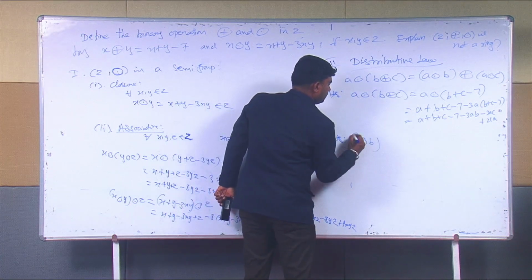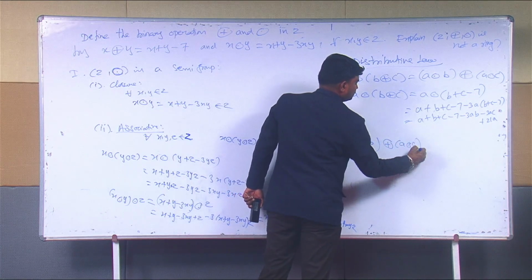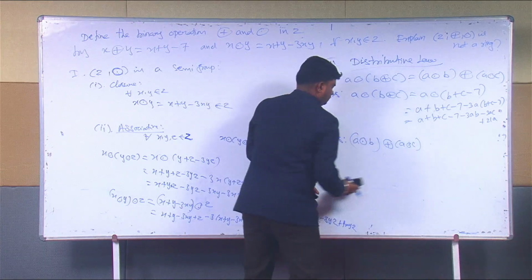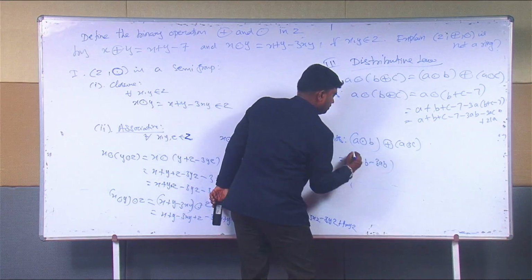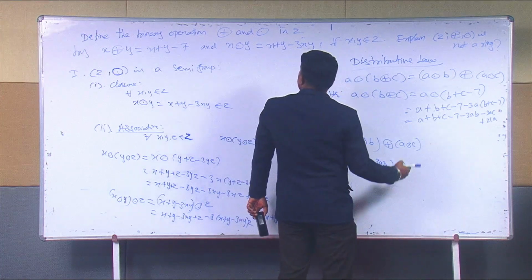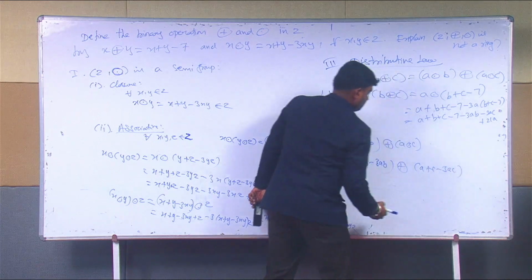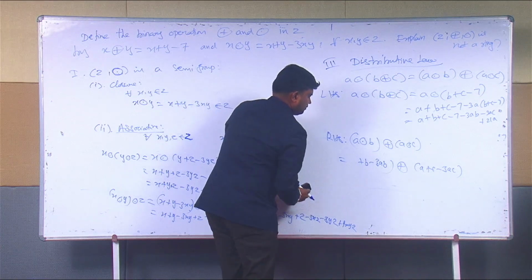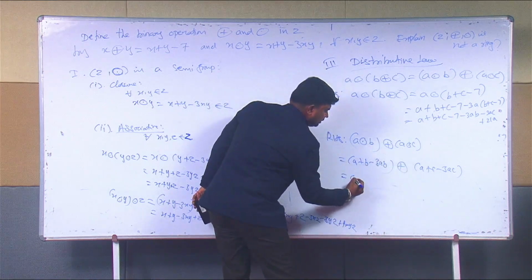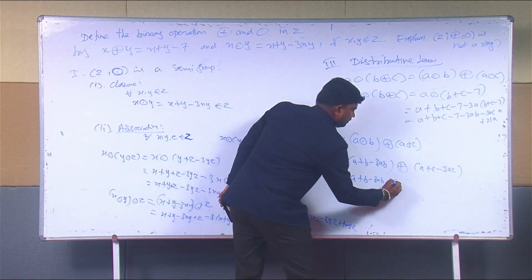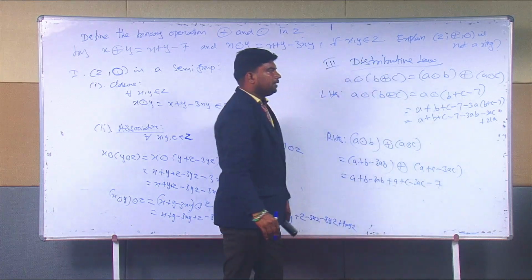A multiplication modulo B, addition modulo, A multiplication modulo C is equal to. By the definition of multiplication modulo, A plus B minus 3AB, and for A and C it is A plus C minus 3AC. Now implement the addition modulo condition for these two integers: A plus B minus 3AB plus A plus C minus 3AC minus 7.